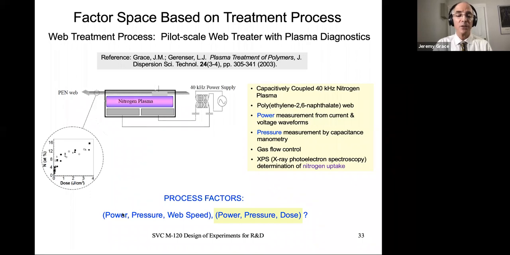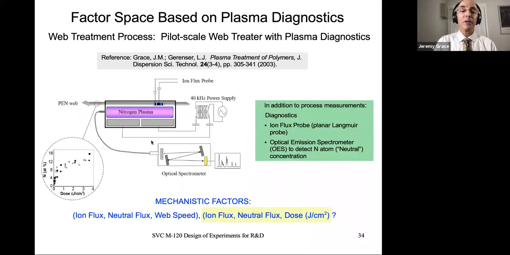So now we have process vectors: power, pressure, web speed, or possibly power, pressure, dose again. Let's add another layer of complexity. We're going to add an ion flux probe and an optical emission spectrometer. The ion flux probe can tell us the ion flux hitting the web. The optical emission spectrometer can be used to sense N atoms, dissociated nitrogen, highly reactive, I should say. So the N atom concentration will relate to the flux of N atoms hitting that web. So now we have a measure of ions and neutrals.